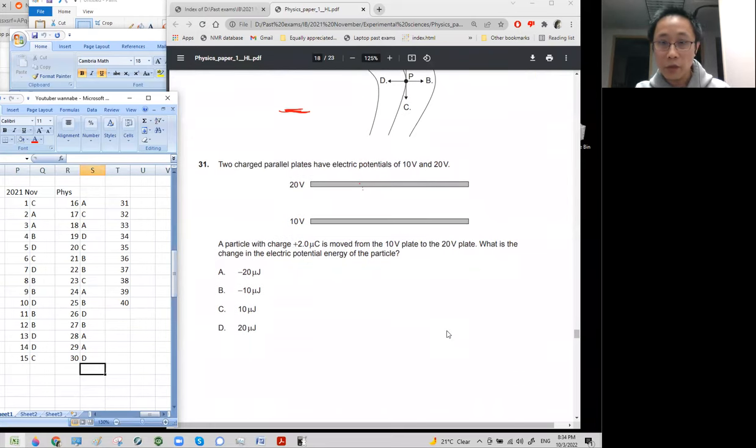31, they give you a potential difference between two parallel plates. A particle with charge plus 2 microcoulombs is moved from here to here. When the positive charge moves from low potential to high potential, it gains EPE. And the difference is 10, so 10 times 2 is 20. So the change in electrical potential energy should be positive and should be 20. So answer should be D.